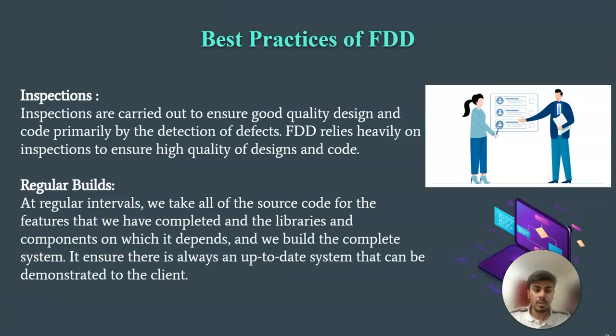Next, regular builds. At regular intervals, we take all of the source code for the features that we have completed and the libraries and components on which it depends, and we build the complete system. It ensures that there is always an up-to-date system that can be demonstrated to the client. And also regular builds help highlight the integration errors of the source code.